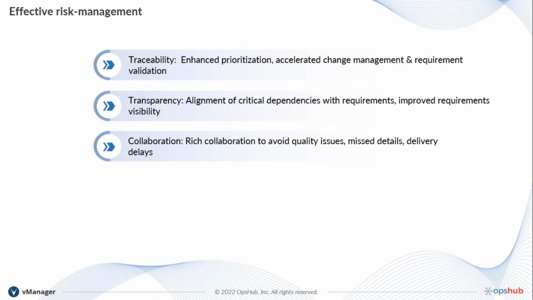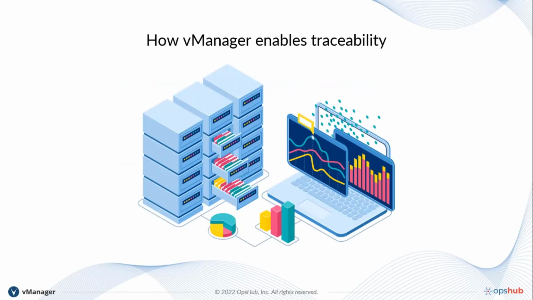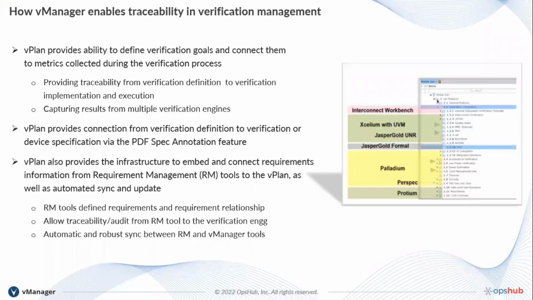We also want to make sure that we have transparency, so we can identify critical dependencies between requirements and improve the requirement visibility across the tools and across the teams. And last, but might be most important, is collaboration. You want to make sure that you have rich collaboration between the teams, between the tools, and full transparency. If we manage the scope and the life cycle of the requirement in an efficient way, we can identify the risks and solve them before they become critical for us. So with that, let me talk a little bit more about vManager and what capability it can provide to help you with managing those risks.